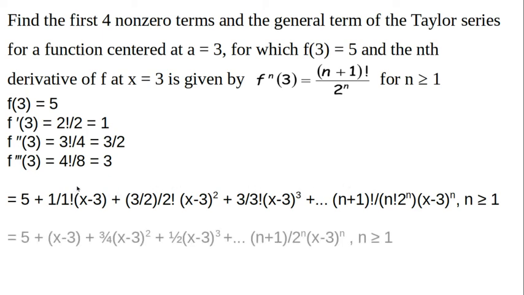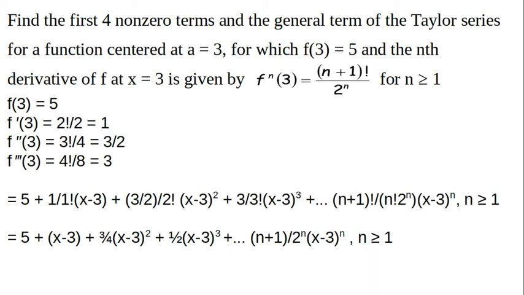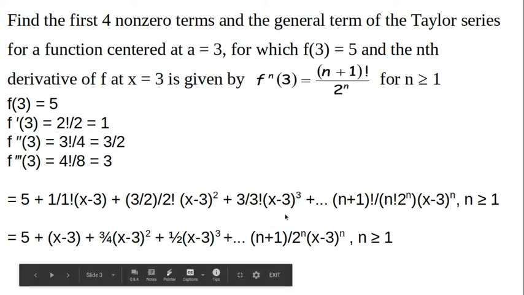And if we want to simplify this, we can simplify it a little bit. We can reduce. First term becomes just 5. Then the 1's cancel, we get just x minus 3. Here, this is going to reduce to 3/4 x minus 3 squared, plus this will reduce to be 1/2 x minus 3 cubed. And then our general term can even simplify, because n plus 1 factorial over n factorial, when we reduce that, we can write n plus 1 factorial as n plus 1 times n factorial. The n factorials cancel, and we get just the n plus 1 on top. 2 to the n stays on the bottom, and then the x minus 3 to the n. But remember, we're only using this for n greater than or equal to 1.